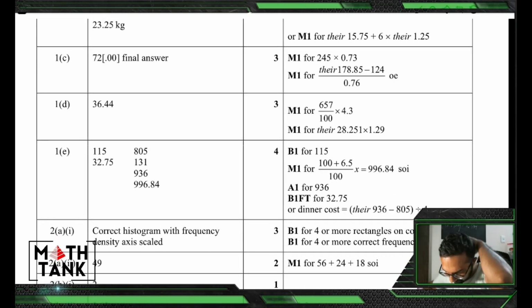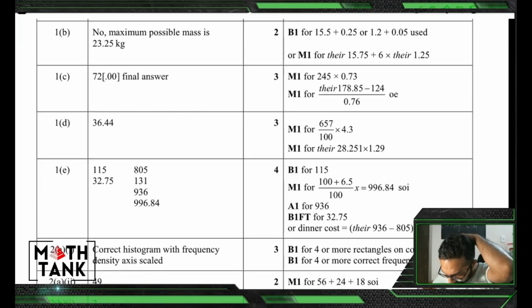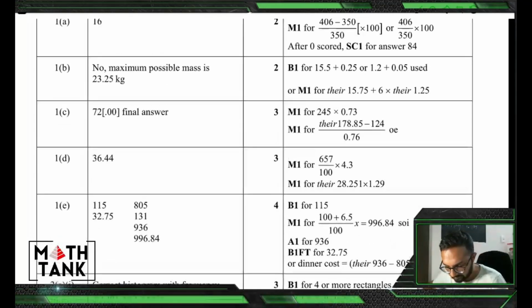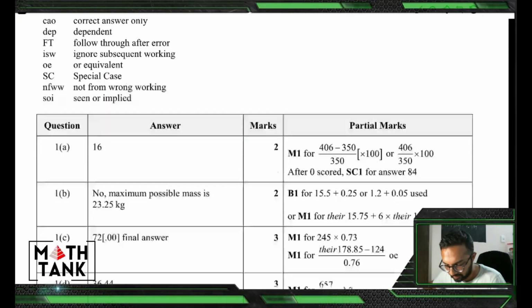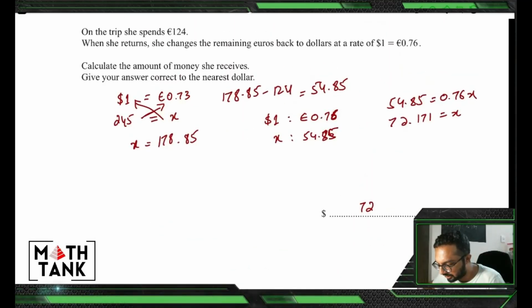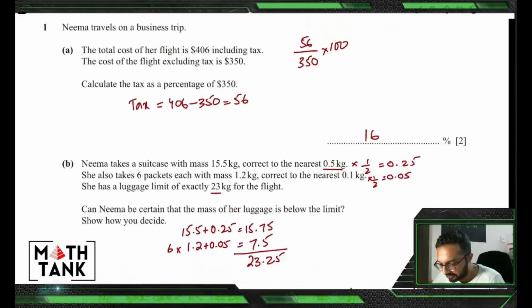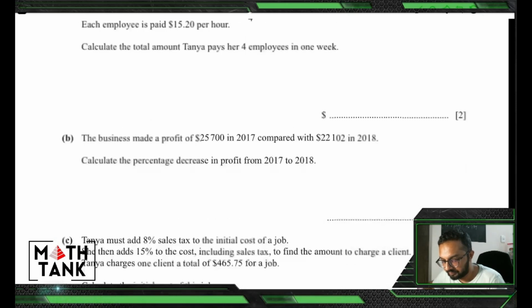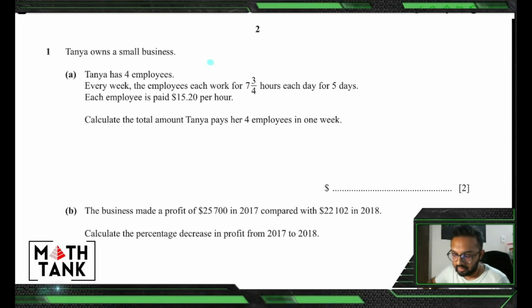Yeah. All those calculations are there. 36.44, 72, and 32.75. I'm just checking my answers. Okay.